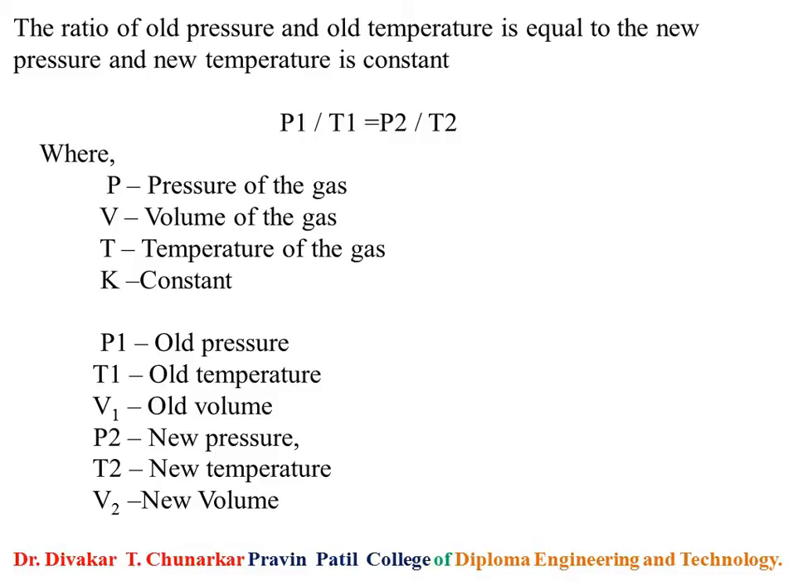At constant absolute temperature, or at constant temperature, pressure is inversely proportional to the volume. So the proportionality equation of Boyle's law is P proportional to 1 upon V at constant T.